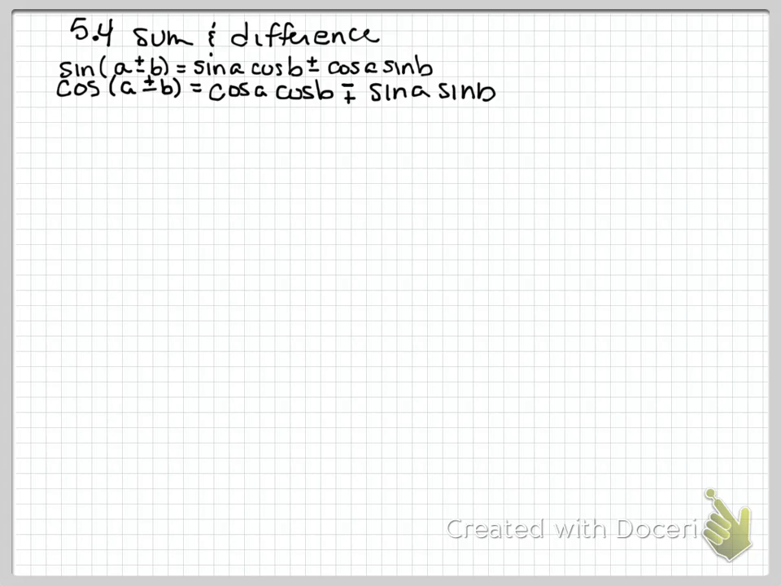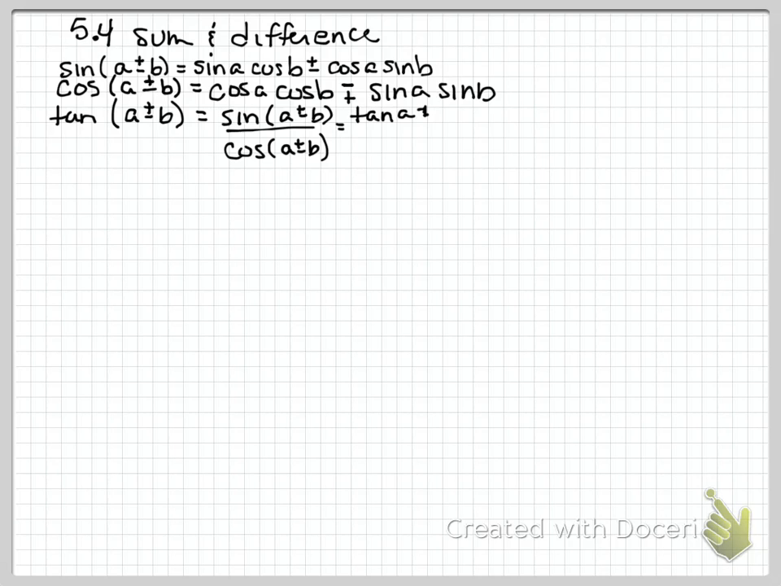Now we have tangent. Tangent of A plus B can be done two ways. It could be the sine of our angle over the cosine of our sum and difference. Or we could use this: tangent of A plus or minus tangent of B over 1 minus plus, notice the sign switch directions, tangent A times tangent B.